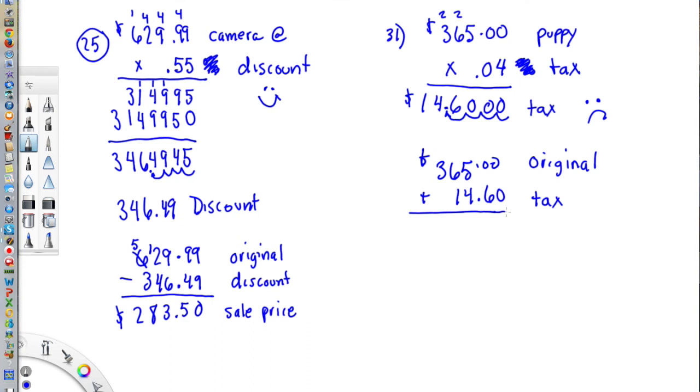And when I add these two together, I get my final price. Let me put my decimal point right there. 0 and 0 is 0. 0 and 6 is 6. 5 and 4 is 9. 6 and 1 is 7. So the final cost of the puppy, with tax included, will be $379.60.